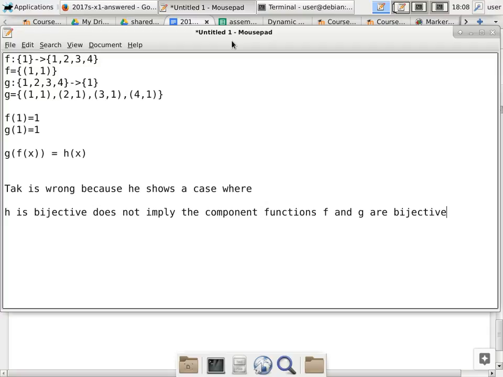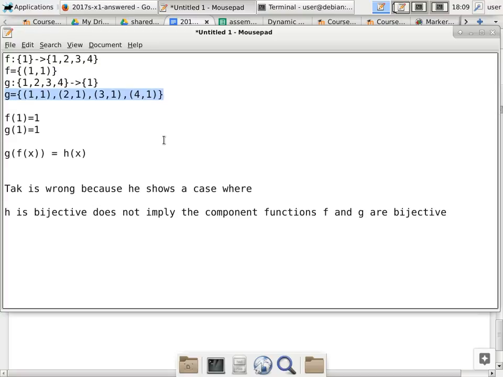Because in this case, f is clearly not bijective. Why is it not bijective? Which requirement is it missing? It is not surjective. H is also not bijective. Why? How is it not bijective? Not injective. It is not injective.